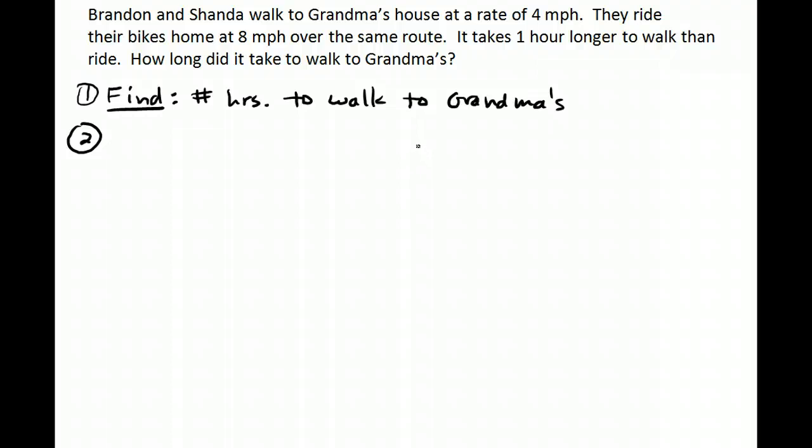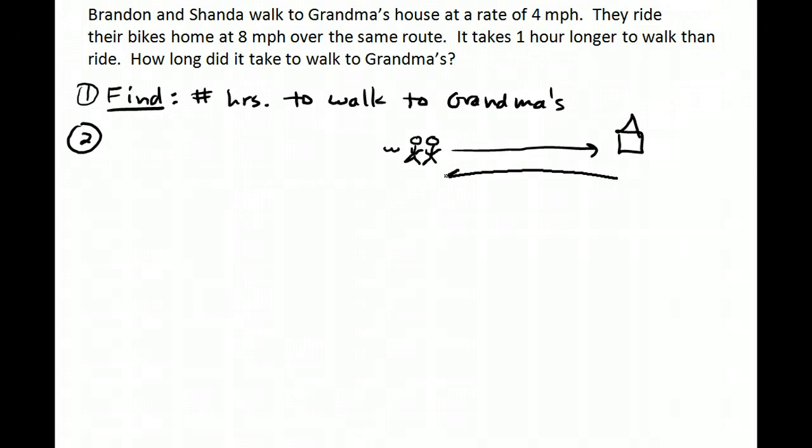Now let's look at the picture that we have. I have both kids starting on a walk to Grandma's house. Okay, so here's Grandma's house. Now, they're walking there, so we'll put a W for walk, but when they come back, they are on bikes. Coming back, they're biking. Now, this is a round trip problem because they're going all the way to Grandma's house and then they're turning around and coming all the way back.